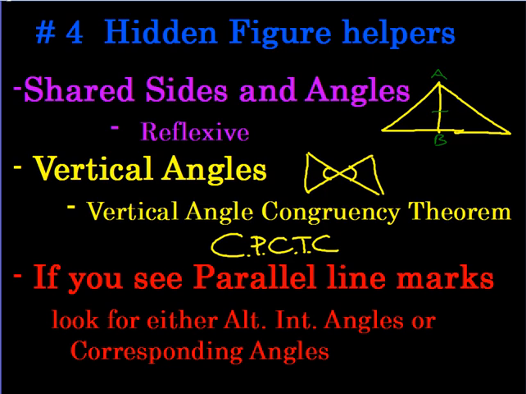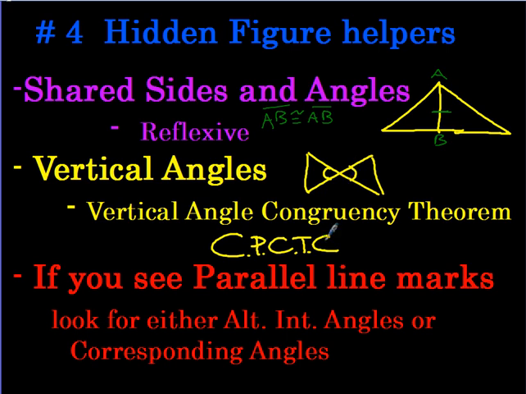All right, moving on. We have the hidden figure helpers. In proofs, if you're working on proofs or looking to say why things are congruent, we want to always look for things like shared sides. So that's whenever 2 triangles are pushed together, and we call that reflexive property. That's when we say stuff like AB is congruent to AB. Vertical angles, it's when we have that X figure crossing each other, and those are vertical angles. So we call that vertical angle congruency theorem.